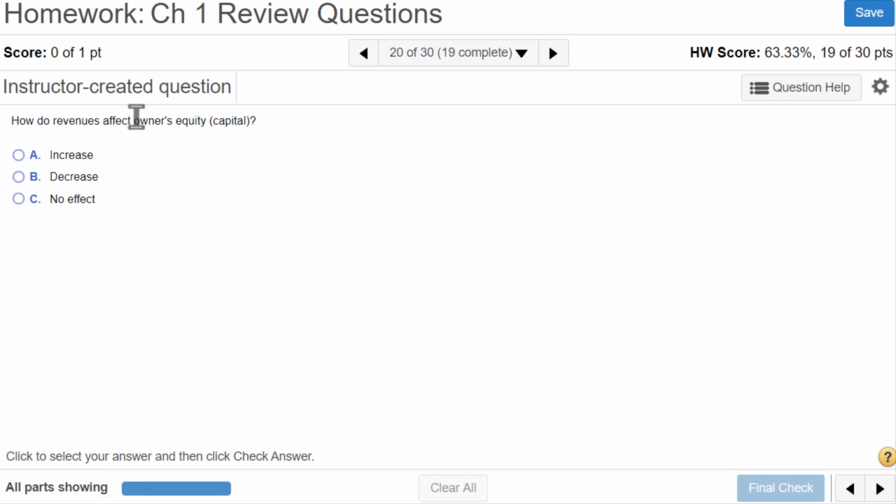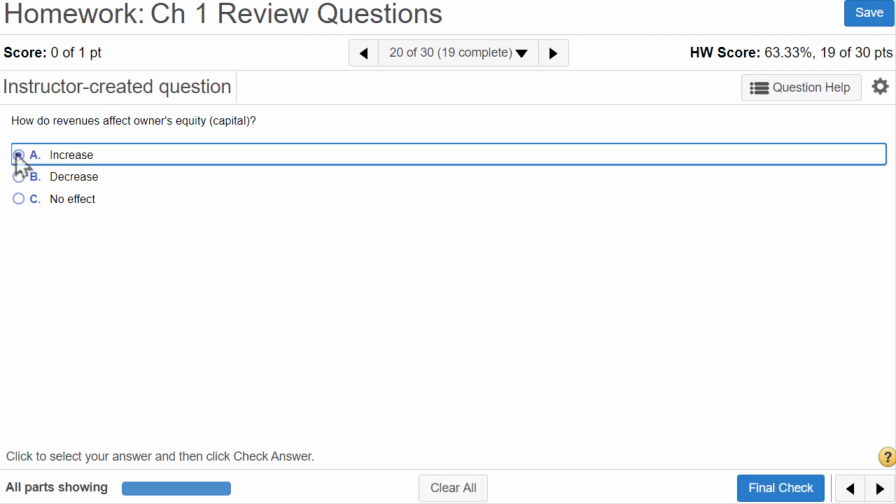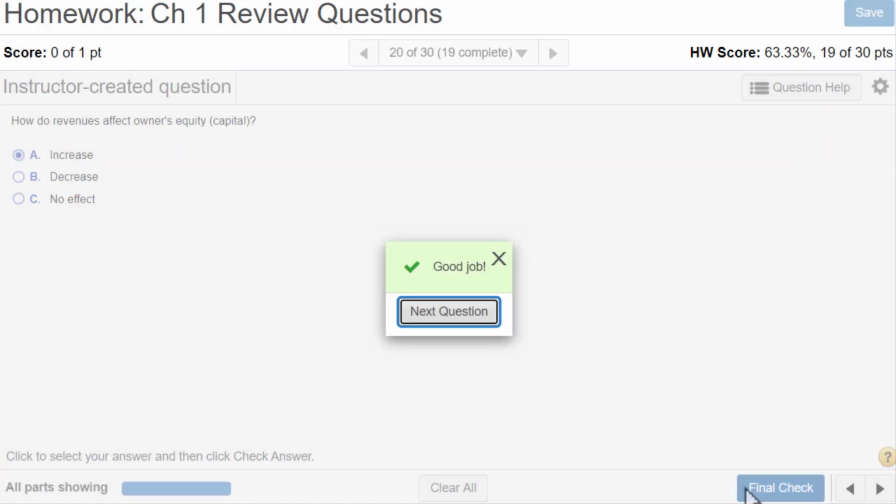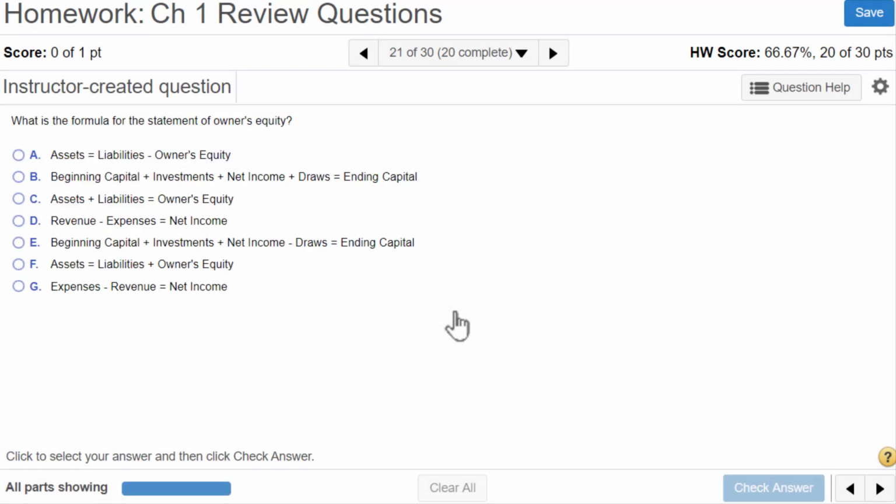How do revenues affect owner's equity? So remember, when we sell something, we have to record revenue, and that increases equity. That's a good thing.